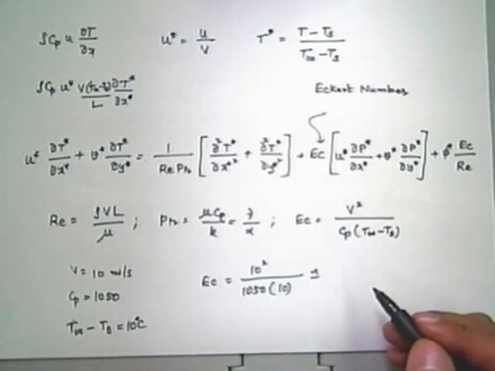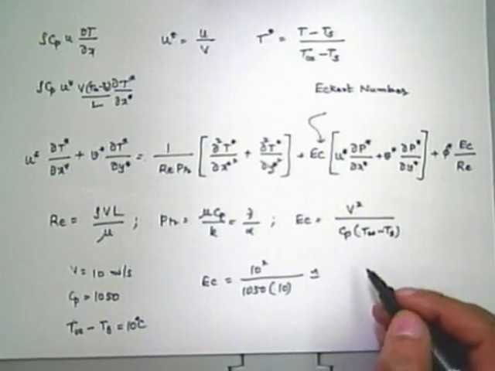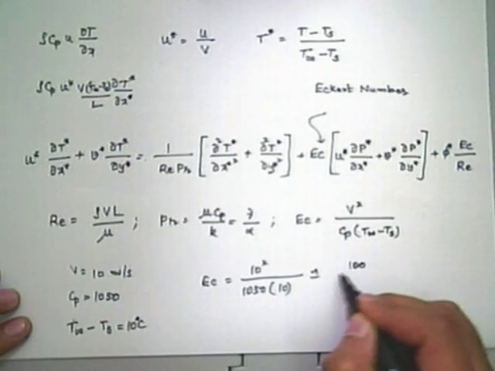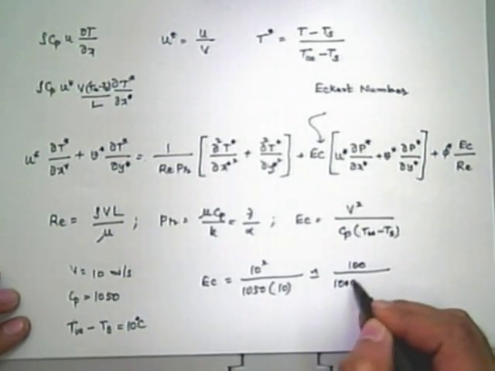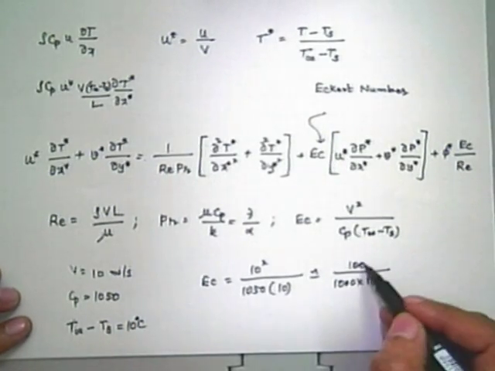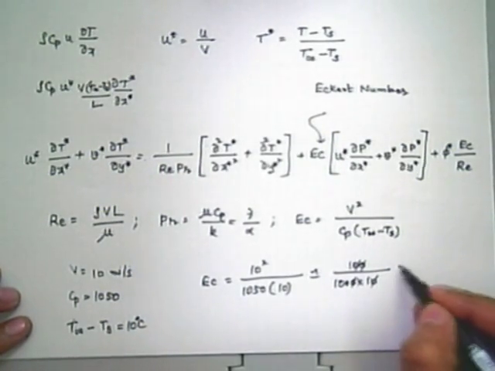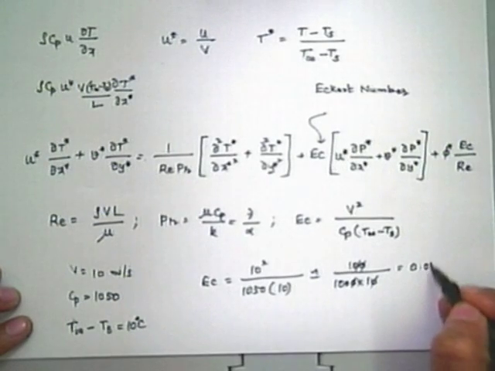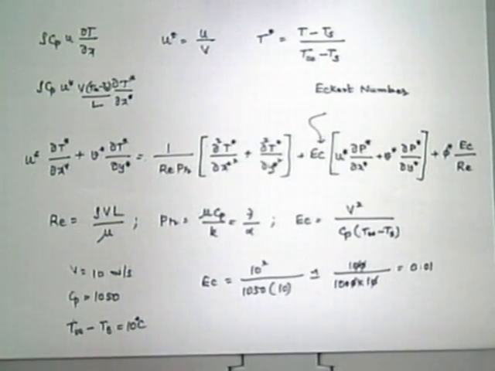10 to the power of minus 3, yeah, 100 upon 1000 into 10, let me take it like that, 1050, let me make it as 1000. So, what do I get? Not 10 to the power of minus 3, it is 10 to the power of minus 2. So, what does it mean? This is just to show what this means.